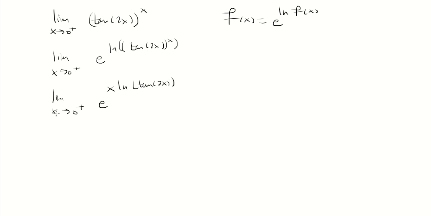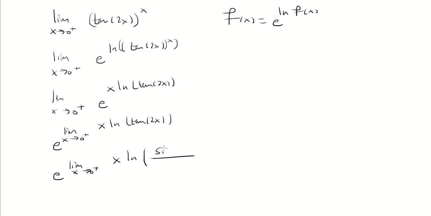And here I'm going to use the exponential rule, which says that I can instead take the limit of the exponent. And now I'm just going to rewrite this in terms of sines and cosines. So we know that tangent is sine over cosine. So here it'll be sine 2x over cosine 2x.